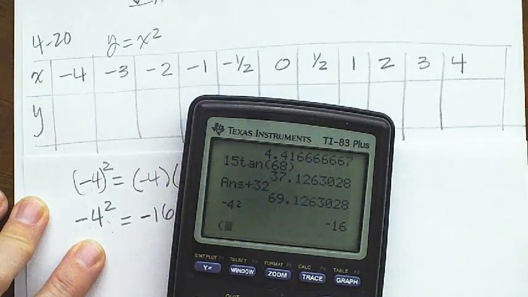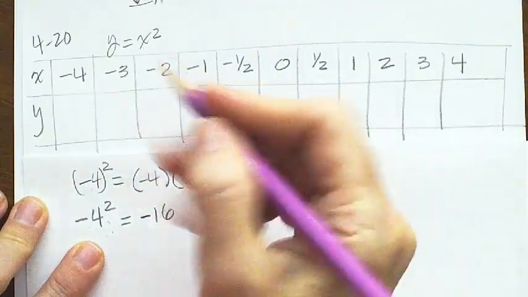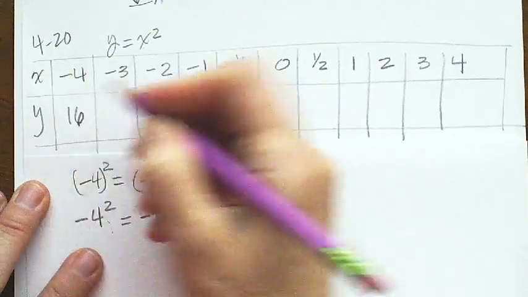If you want negative 4 times negative 4, you've got to put negative 4 in parentheses. So be very careful with that. So this is going to be positive 16.